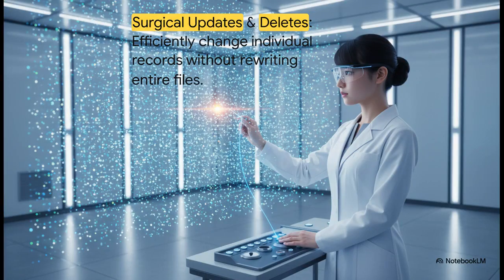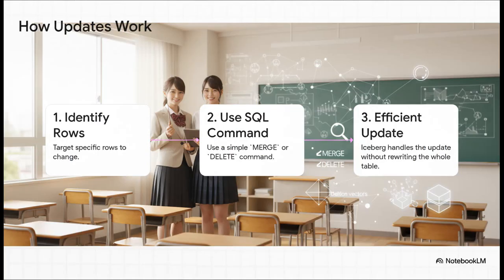And that brings us to our final superpower, surgical updates and deletes. This one tackles another one of those huge pain points from the old data lake world, changing just a few individual records. See, it used to be that if you wanted to delete a single row from a file that had, say, a billion rows, you'd have to rewrite the entire billion-row file. It was crazy inefficient. But Iceberg is way smarter. It essentially just marks that row for deletion without rewriting anything, which makes it incredibly fast.